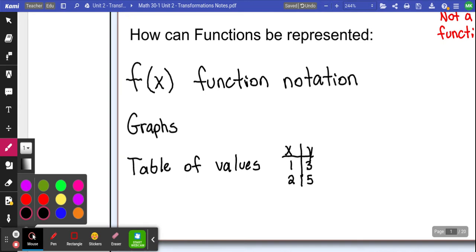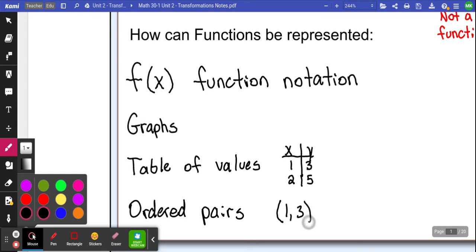Technically, we don't do it often, but it is going to happen more this semester. You could use ordered pairs to represent functions. An ordered pair is like this. It could be a way of showing a function. What I'm saying is when x is 1, y is 3. When x is 2, y is 5.